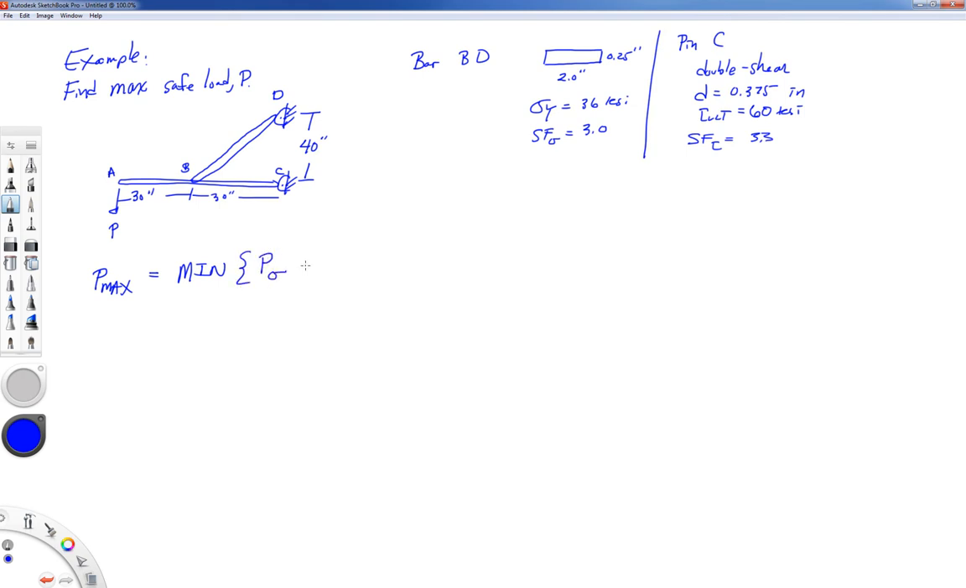So one was based on stress, on sigma for bar BD, and the other is going to be based on shearing stress for pin C. If we pick the lower of those two possibilities, then we're going to be safe in both cases. So that's the overall approach that we're going to take. Now we're going to get into the details. Like I said, first we're going to consider bar BD.